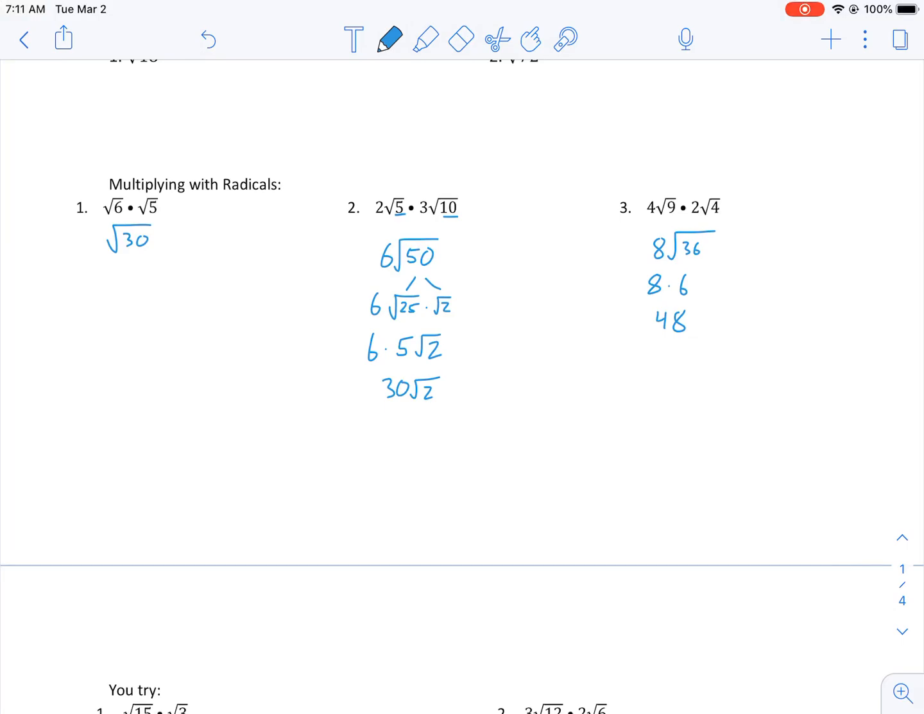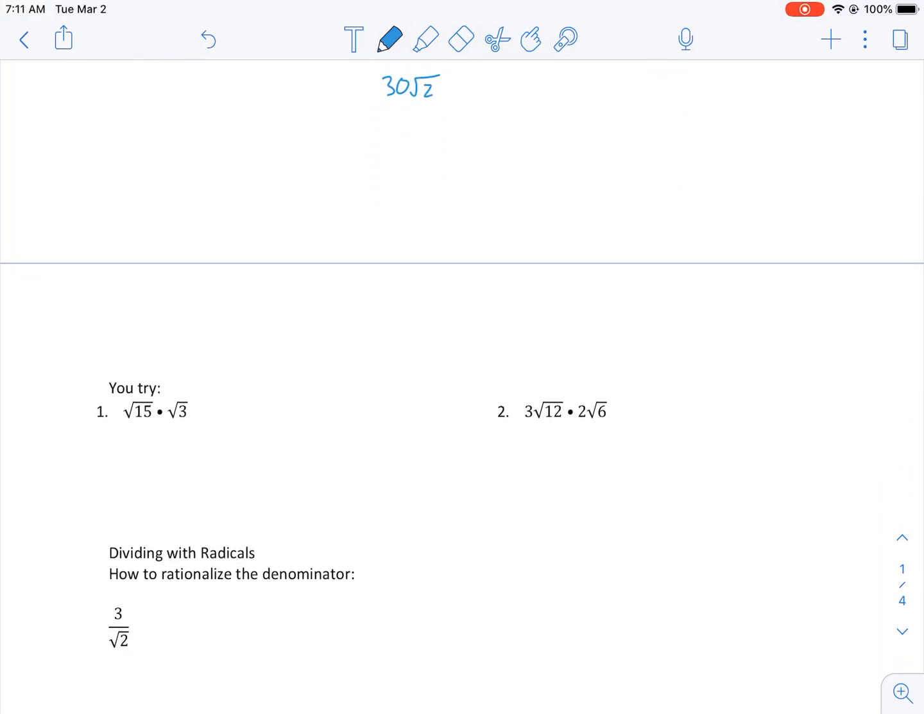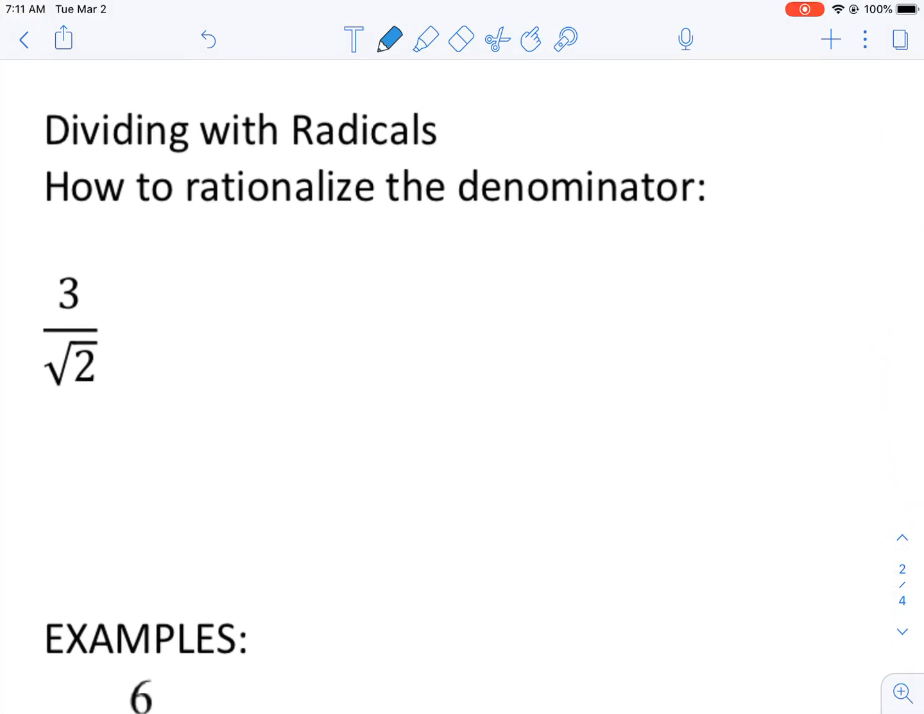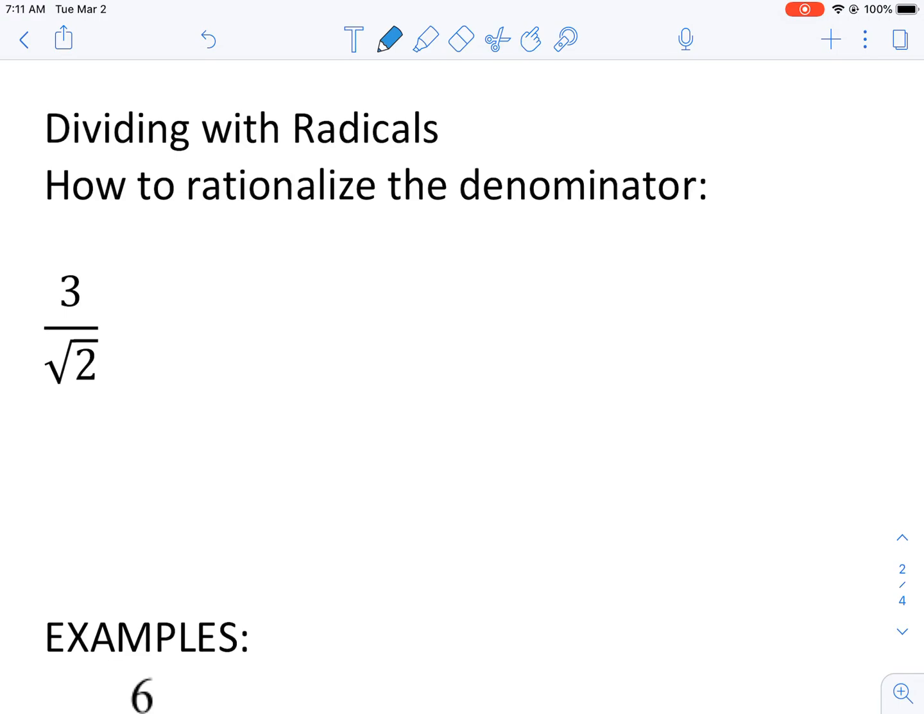So hopefully that makes sense. Once again, you go ahead and try these two on your own. Pause the video and see how you do. The last one that we're going to talk about is now dividing with radicals.